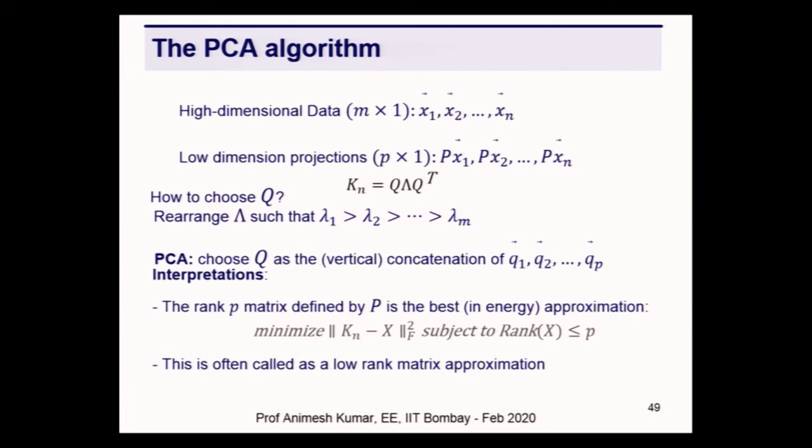So how do we choose? Given Kn, I think they should have actually written P instead of Q. How do I choose P? Once again, remember what we want to do in PCA is that given x1 to xn, I want to map it down or compress it down to P of x1 to P of xn. And this map P is going to be p times m dimensional, right? Because if I take a p times m dimensional map on top of an m dimensional vector, I'll get a p dimensional vector.